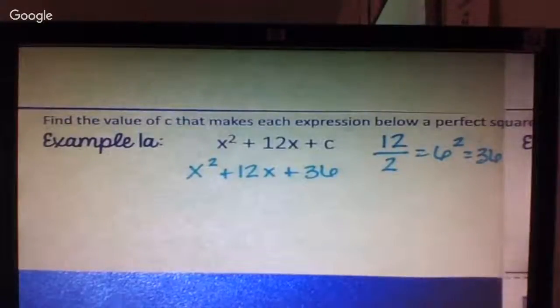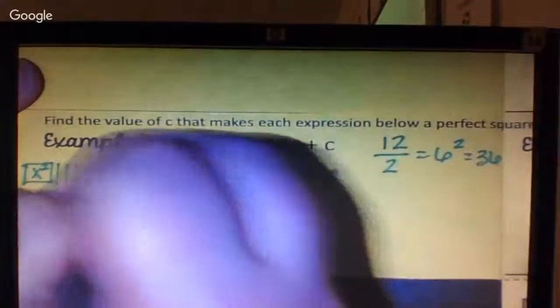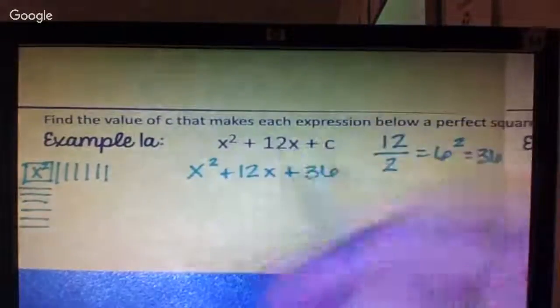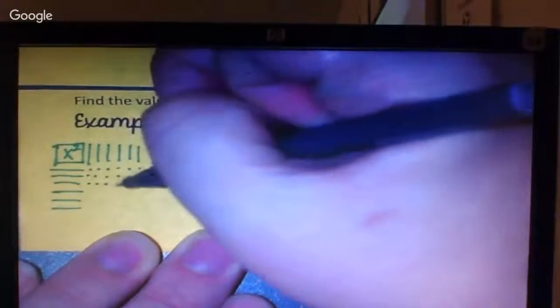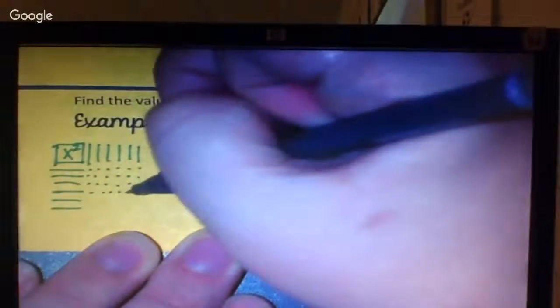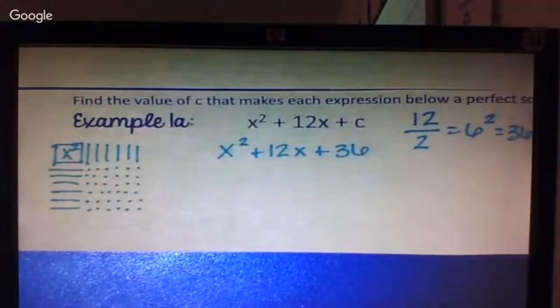Okay, so let me show you where this came from. So I've got x squared. If I cut my x's in half, that means I have 6. 1, 2, 3, 4, 5, 6 across this side and 6 across this side. If I want to fill this in to complete the square, I would need 36 little dots to make this into a square. My job is to figure out how many little dots I need to make this an actual square. So that's what you did algebraically.